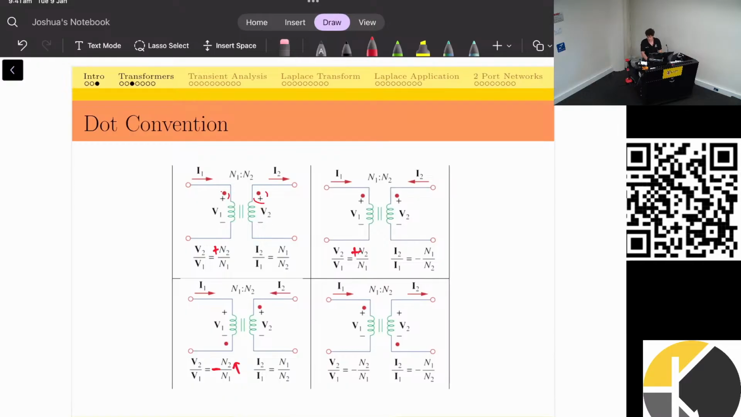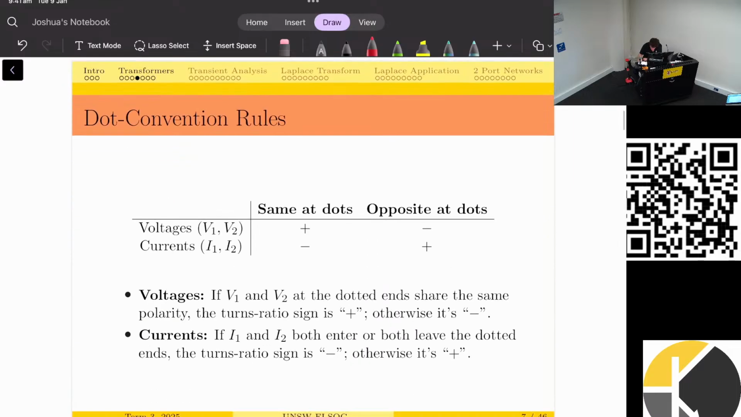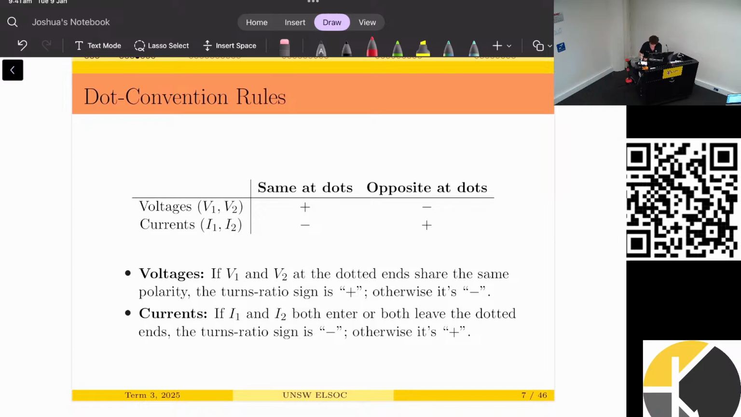Now, I1 and I2 is a little more complicated, but it follows a similar rule. We just ask: is the current entering or leaving the dot? This one enters the dot, this one leaves the dot, so they're opposites. If they're opposites, we say positive. And if they're the same, like in this one where they are both entering, this is I2, then we say negative. That's all summarized, so let's move on to our first question.